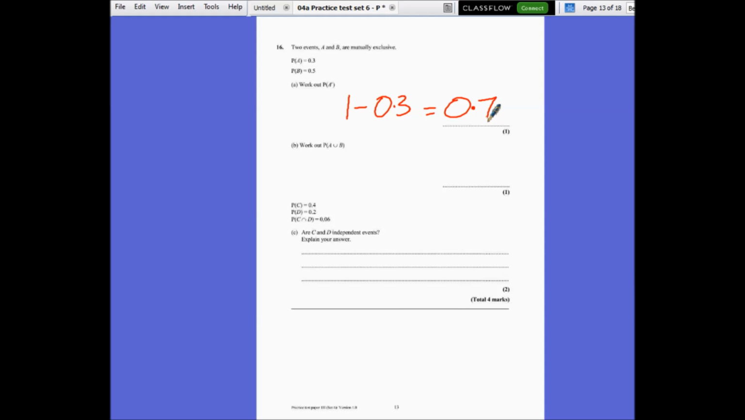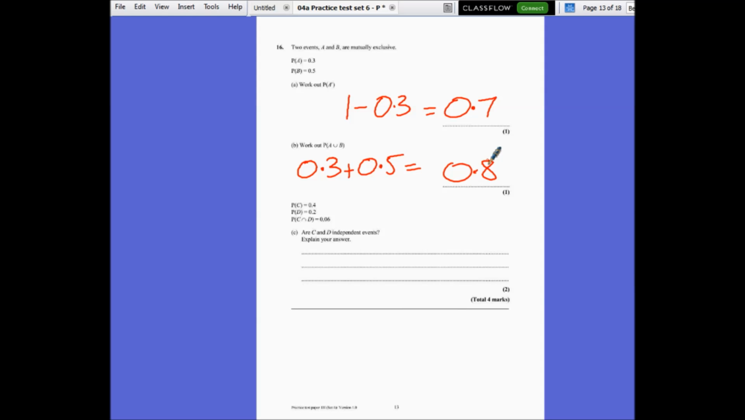Work out the probability of A union B. Well, A union B would mean that we want anything in A or anything in B. So to do that, we add those probabilities together. So 0.3 add 0.5 would give us 0.8.